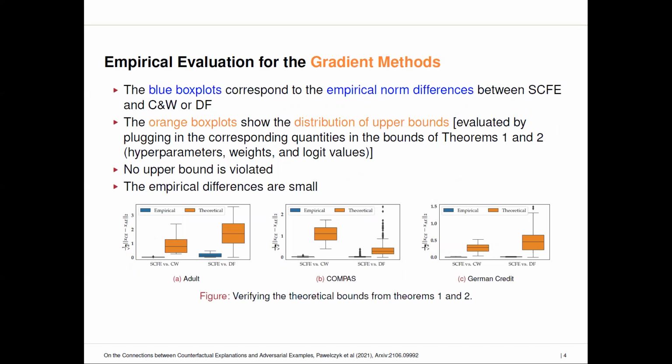This brings us to the evaluation of our theoretical upper bounds using 3 real-world datasets: Adult, COMPAS, and German Credit. We compare the empirical norm differences, computed by subtracting the adversarial examples from counterfactual explanations, depicted in blue in our box plots, to our theoretical bounds, depicted in orange. For all 3 datasets, we observe that our bounds are never violated, are usually providing very meaningful guarantees, and that the empirical norm differences are very small.